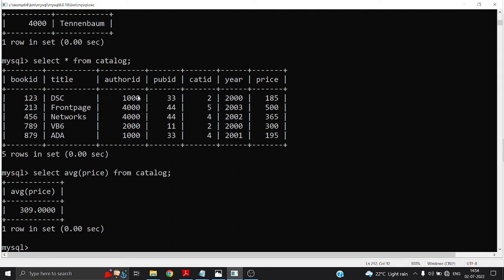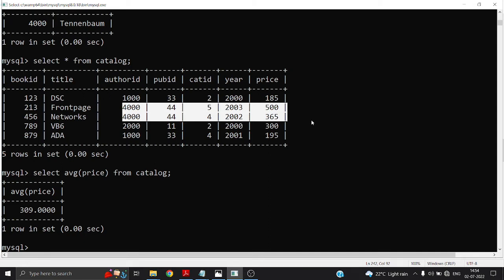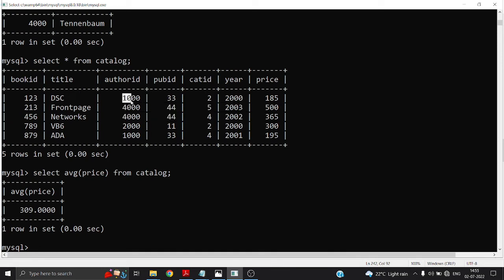Now again when I look at this particular table, 1000, 4000, 4000, 1000. Looking at these four records, 1000, its price is 185, which is not greater than 309. 4000, yes, it has the price of 500, so it is greater than 309. So this is now a valid record. Now again 4000, this price is also greater than 309, this is also a valid record. 1000 has 195. So for the first case, the author having two or more books in the catalog, we have four records.